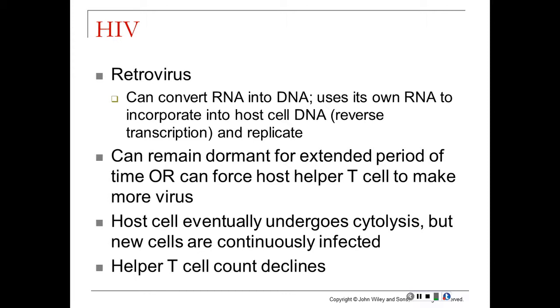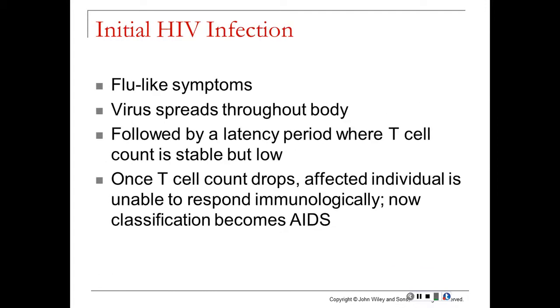It can remain dormant for a very long time, or it can force the host helper T cells to make more viruses. Those host cells eventually undergo cytolysis, or cell splitting, but new cells are then continuously infected. So the helper T cell count declines, and ultimately you're going to have a suppressed immune system because your body no longer has helper T cells available.